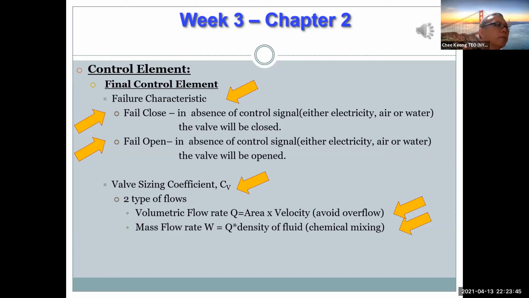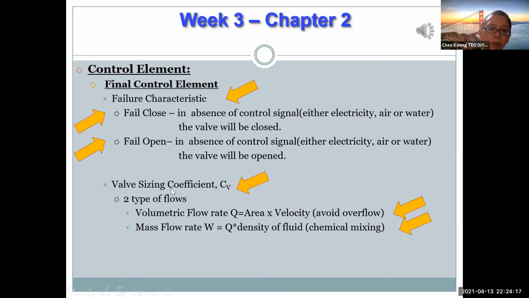However, if it is putting very cold water into a mixture which is hot, then it must be fail open, because you need the water to come out to cool down the hot structure. So it really depends on the application, whether in that situation, when it fails, which mode would be a safer way to design. So the designer has to consider that.